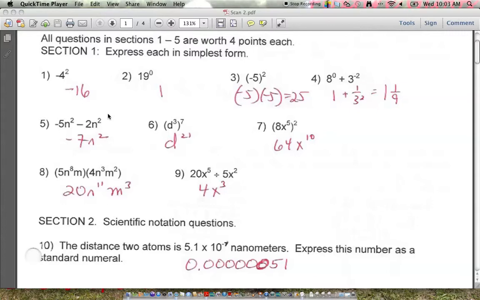Okay, number 2 is 1. That should be the easiest question on the entire test. Anything except 0 to the 0 power is 1. Well, I gave the explanation here as to why this is positive 25. See, there is a negative number here, yet the answer is positive. And it's because it's negative 5 times negative 5, and that works out to 25.